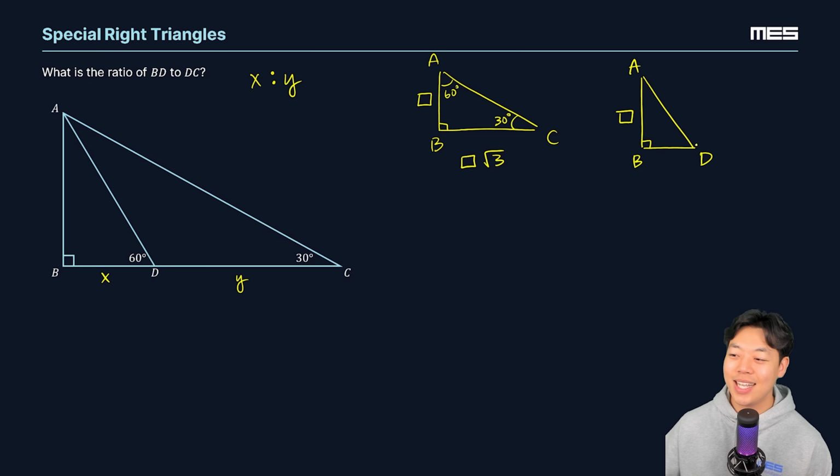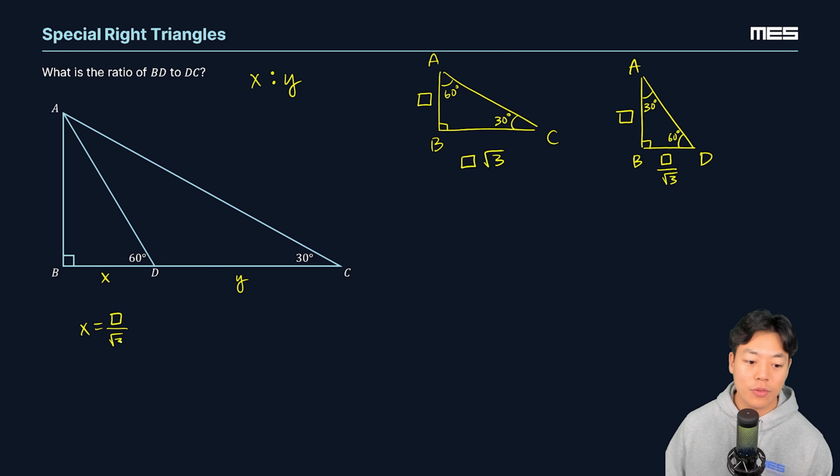A, B, D. All right, now I see the flow here. If this is 60 degrees, this is going to be 30 degrees. So this right here is going to be box over radical 3 because this is our shorter side. The shorter side times radical 3 will get us to this longer leg. So in reverse, we divide by radical 3. So what do we just find? X is equal to box over radical 3.